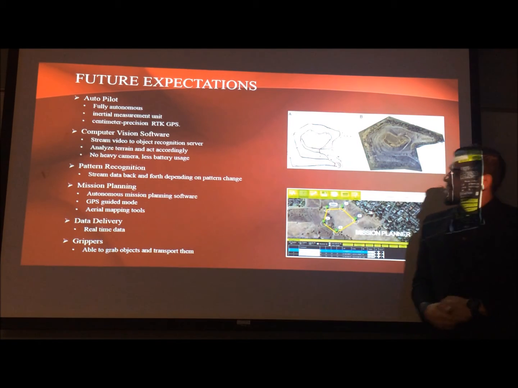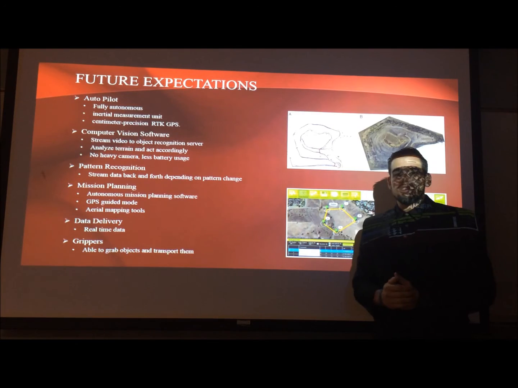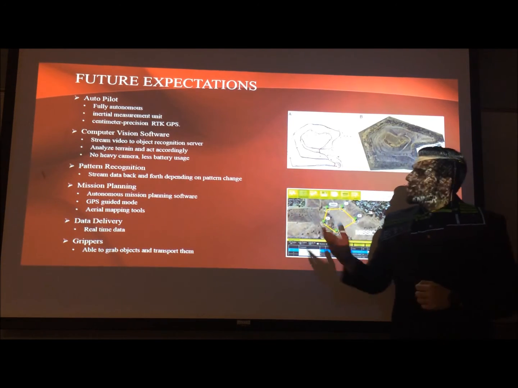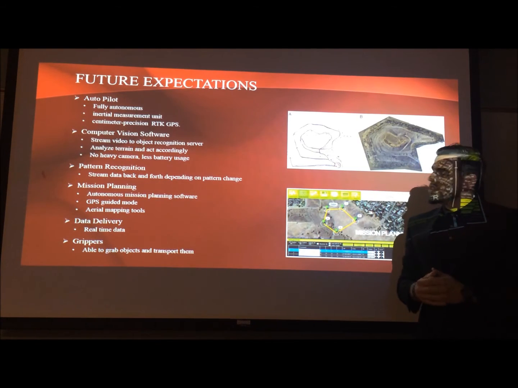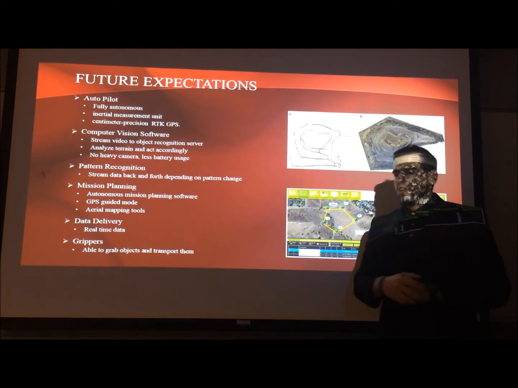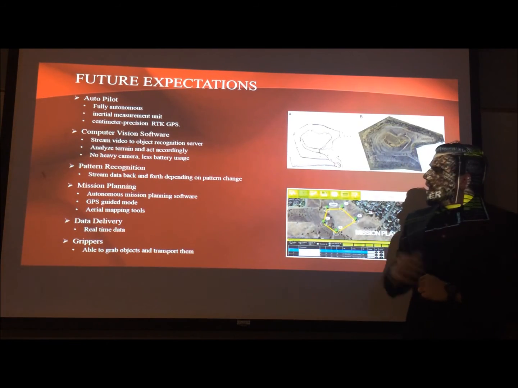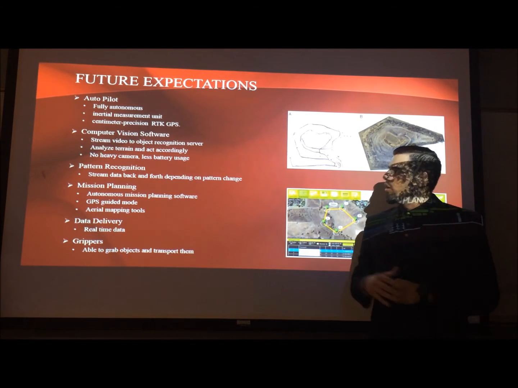Future expectations. Some of the future expectations of the quadcopter are autopilot by being fully autonomous and having centimeter precision RTK GPS. Also computer vision software, where the quadcopter takes different images of the land or analyzes terrain and acts accordingly depending on the terrain to move around it.